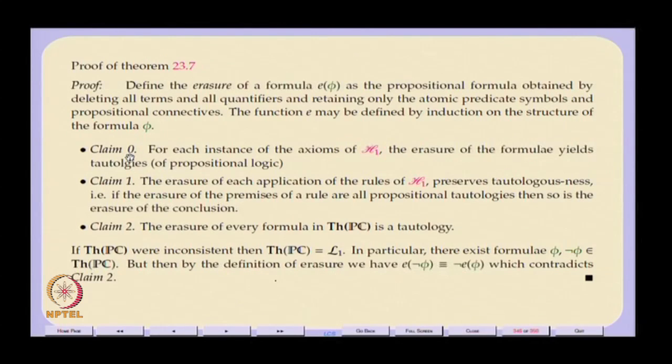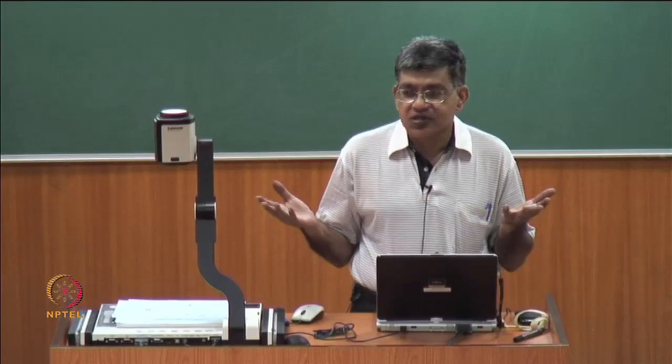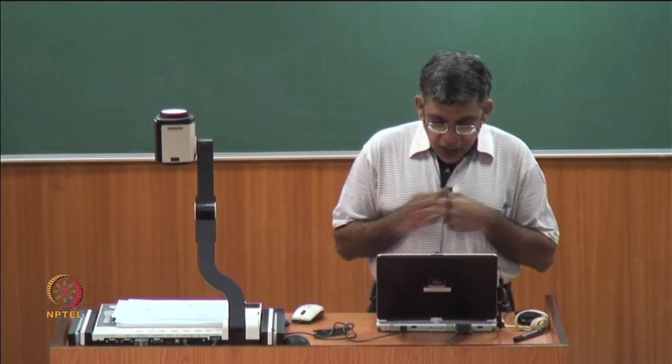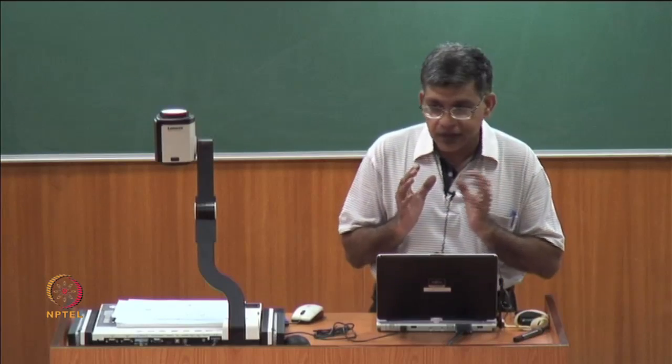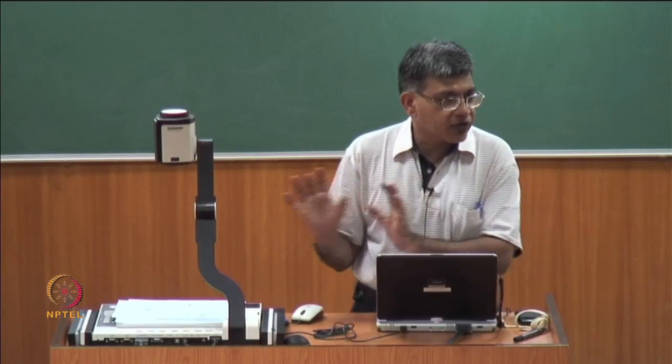So, claim 0 essentially says that the erasure of all the axioms gives you tautologous forms. Claim 1 says that the erasure in every rule preserves tautologous forms. So, if the hypothesis was a tautologous form, then the conclusion would also be a tautologous form. And then claim 2 says that the erasure of every formula in PC is a tautology, because every proof just preserves tautologous forms. So all the sentences in theory of PC, you apply erasure on all of them, you will get only tautologies.